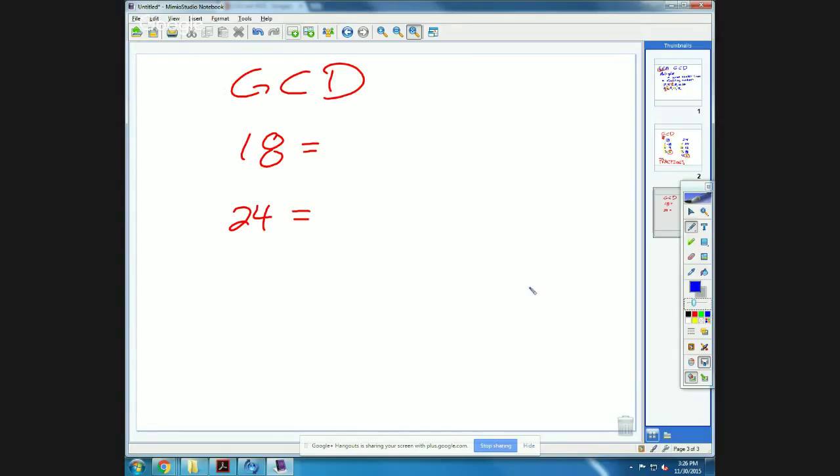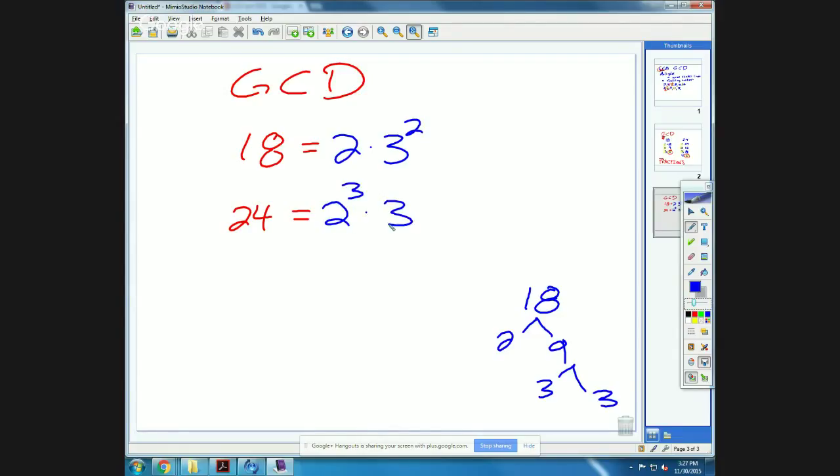So my factor tree there tells me that 18 is 2 times 3 squared, and I like to write them with exponents. Similarly, we can do the same thing with 24, and with 24 we should find it is 2 cubed times 3. Did anyone get that yet? Okay, I got some heads nodding, awesome.